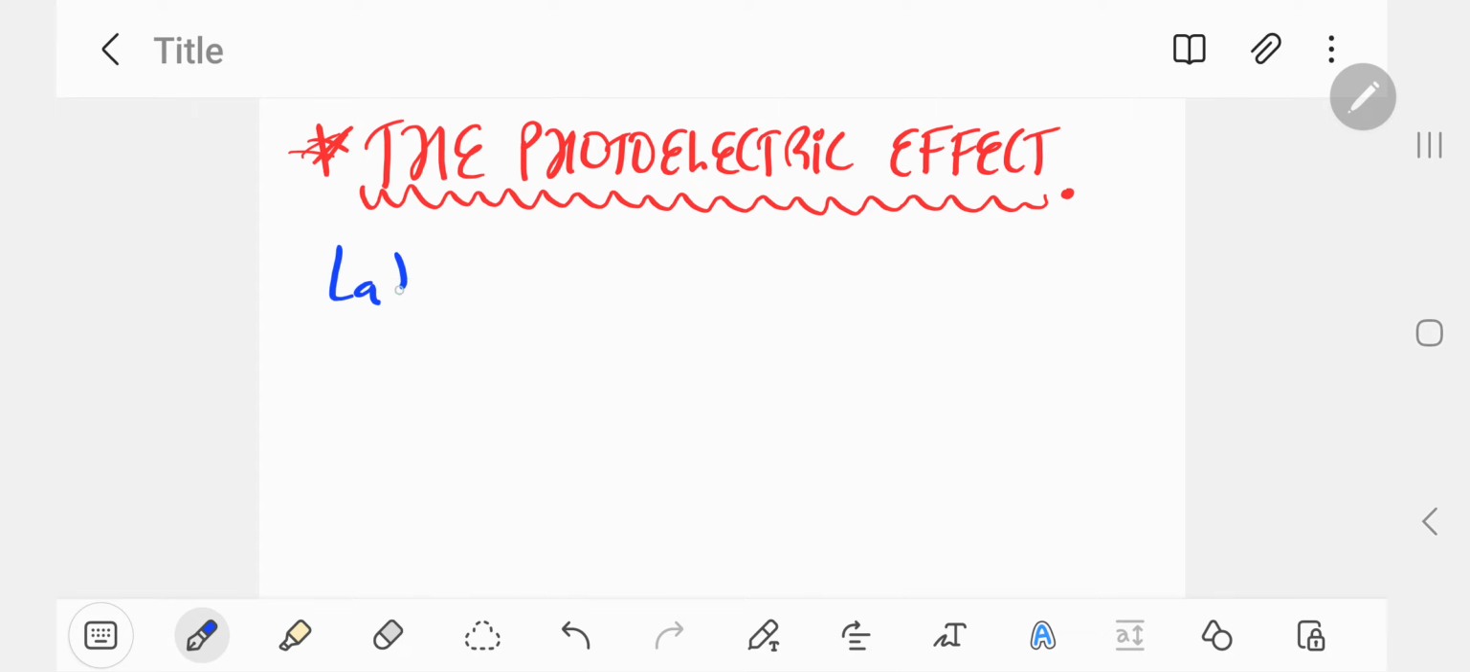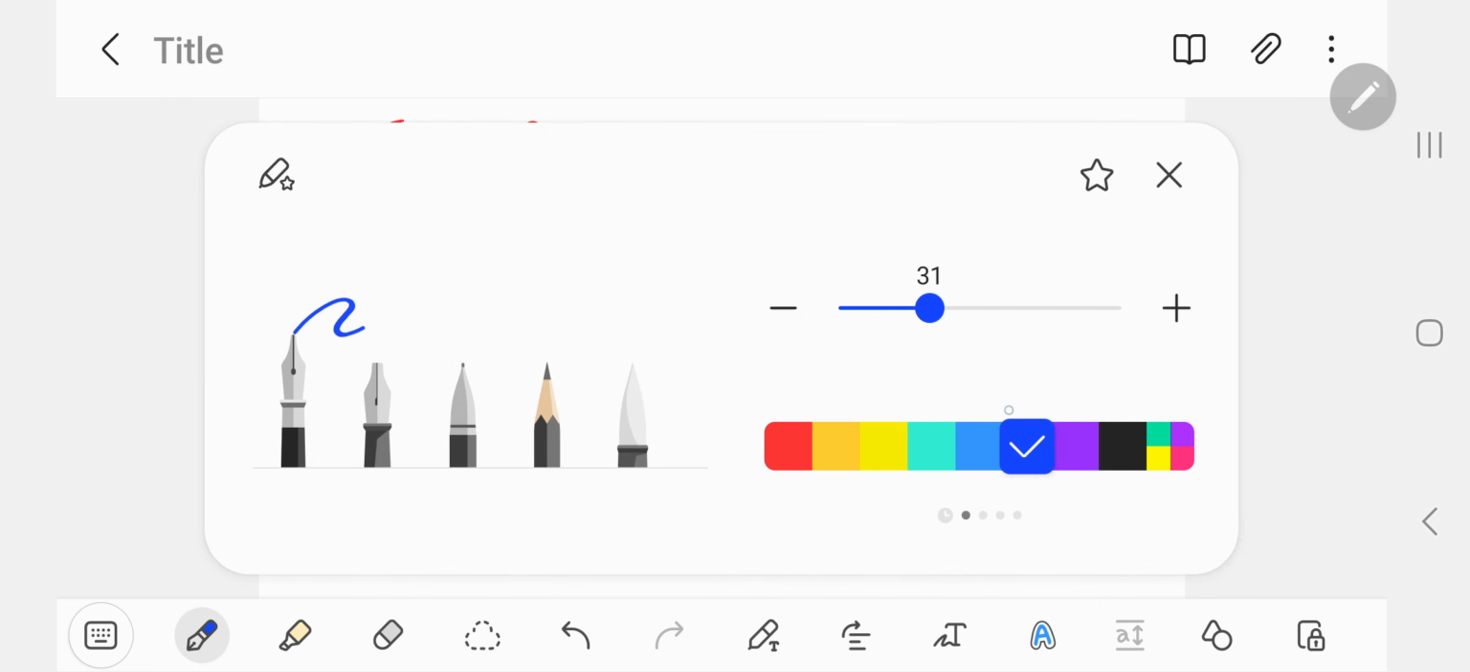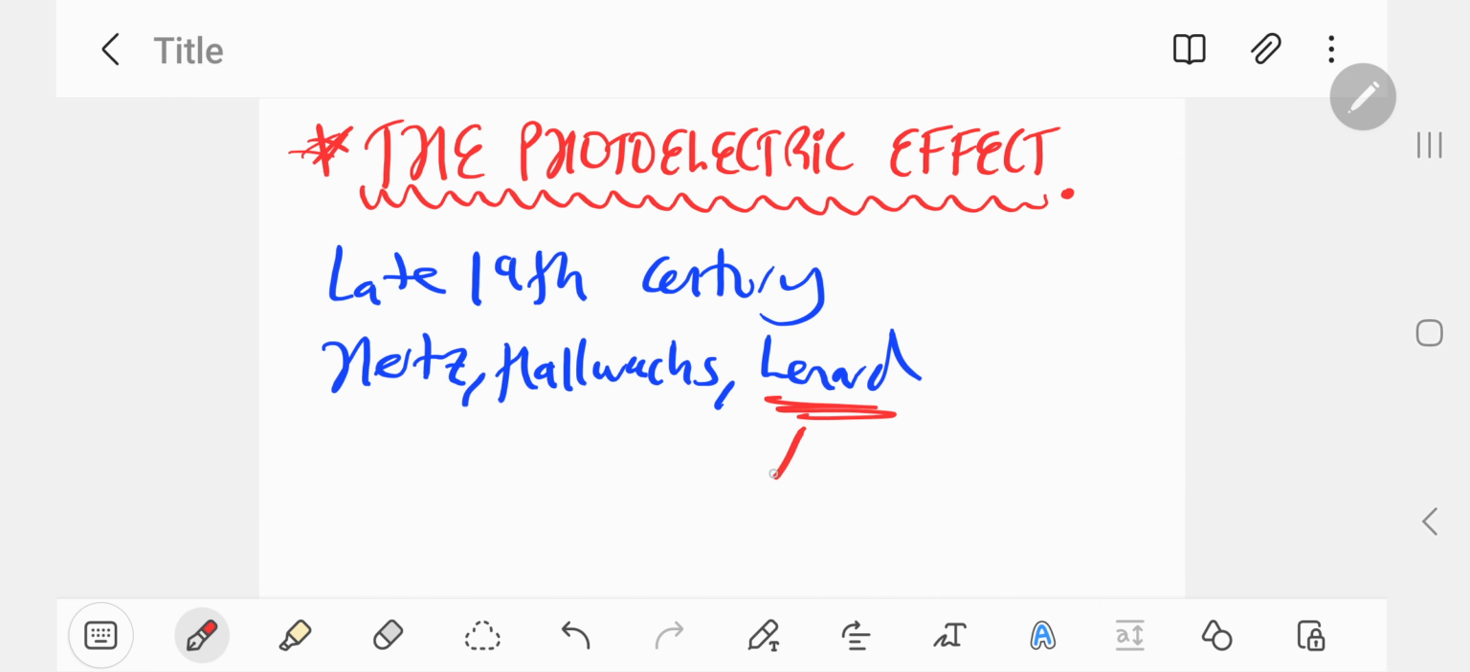I'm going to go back to the late 19th century. I'm going to start here. You had a range of different scientists, physicists who were experimenting with light and slabs of metal. There were scientists like Hertz, this guy here, who I can't pronounce his name, a German physicist, and you had Lenard, another German. Lenard, most notably, this guy here.